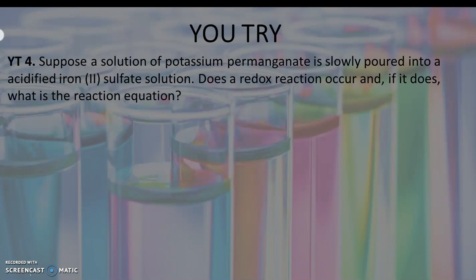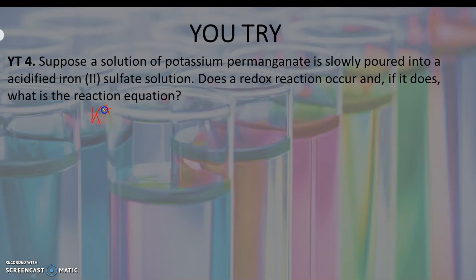Alright, let's do a quick review question before we look at what we're going to do today. This is similar to the quiz. Potassium permanganate is slowly poured into acidified iron 2 sulfate solution. Does a redox reaction occur, and if it does, what is the reaction? I'm just going to go through this.